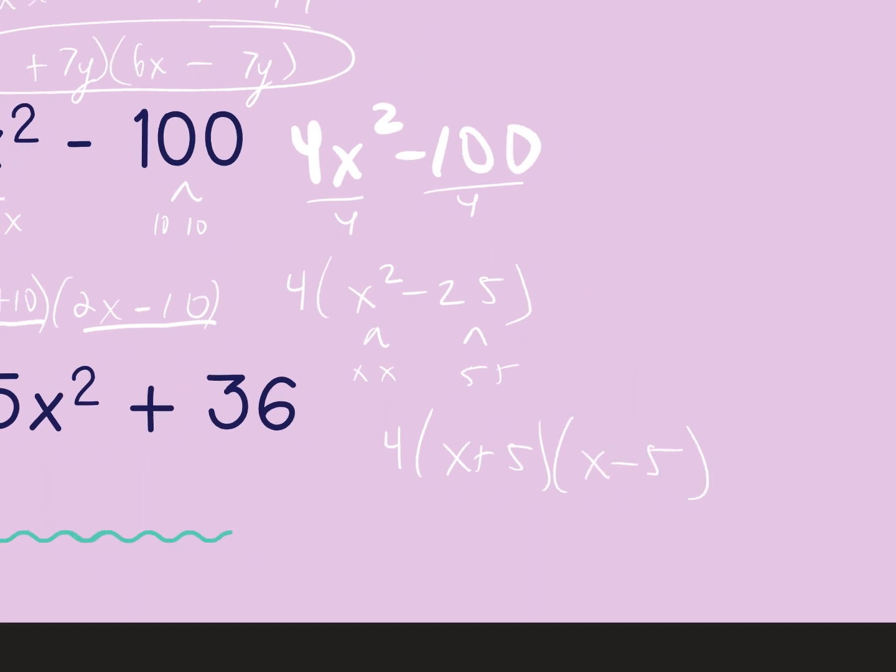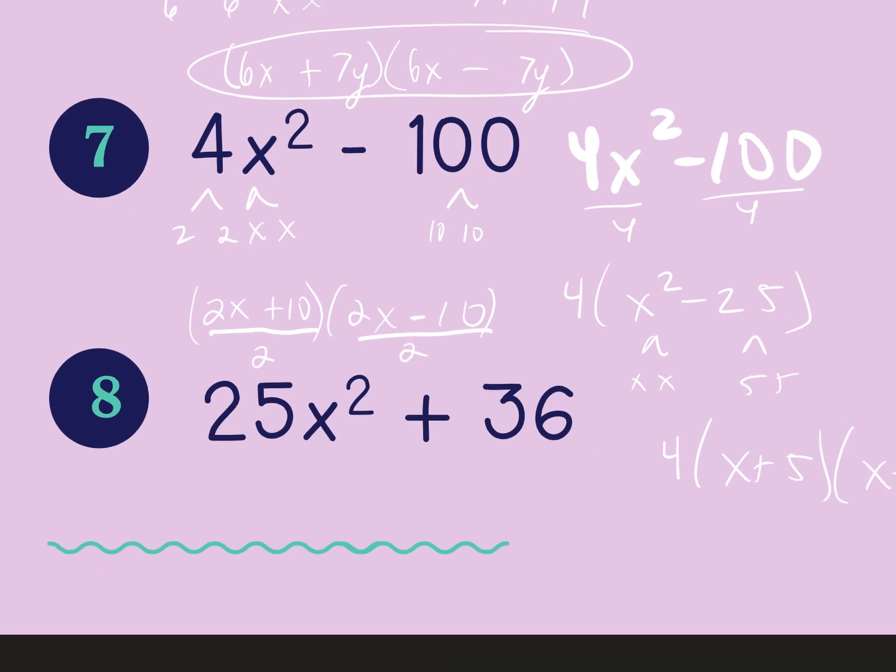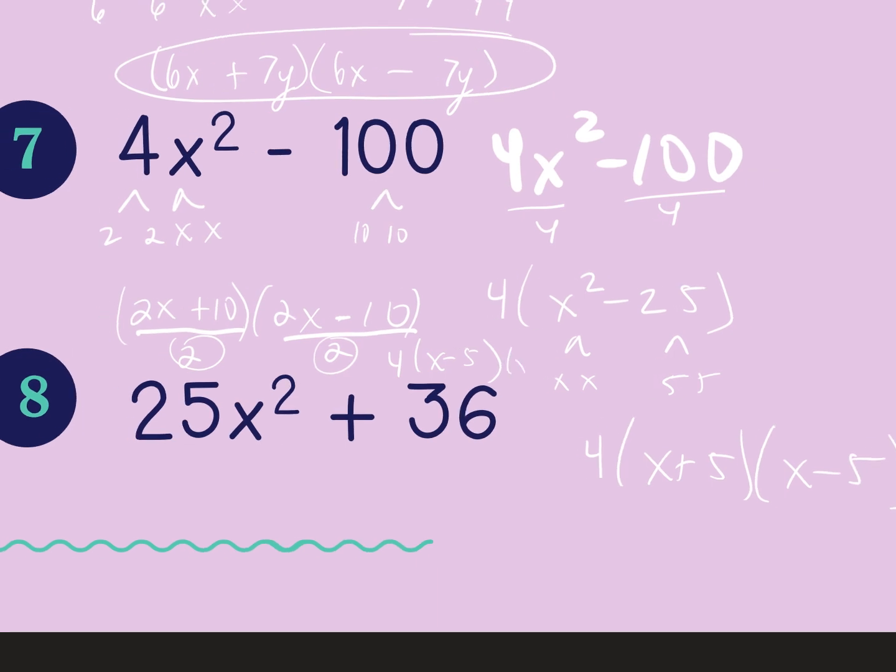Now, if you did not get that, you'd have to divide this one by 2 and this one by 2, right? So if you did that, you would have ended up with x minus 5, and then you would have had to take those two 2's and multiply them together, and you get your 4. Right? So yes, you could have done that, guys, but it's much easier to find the GCF first.